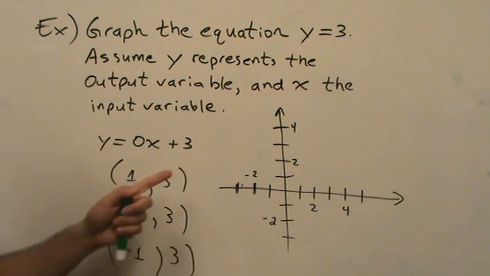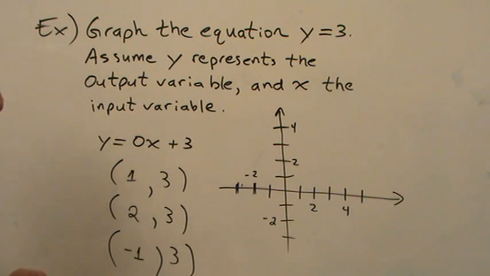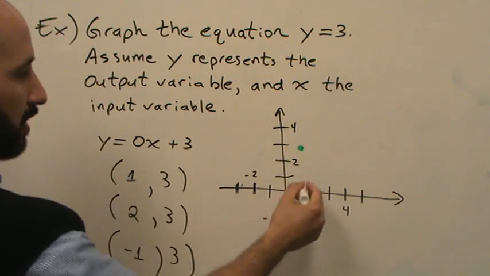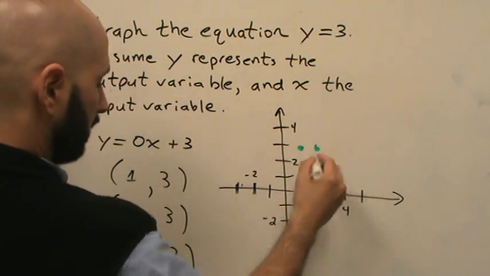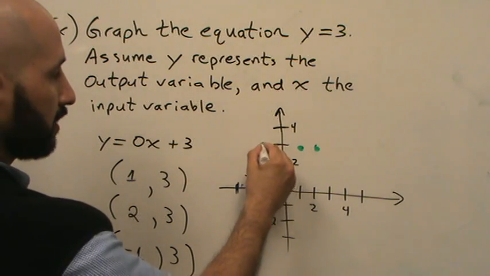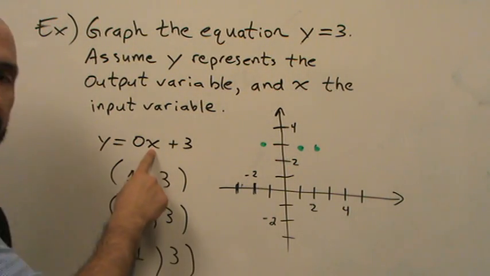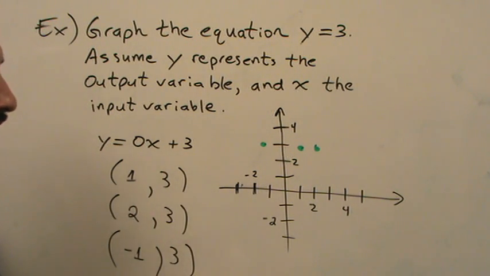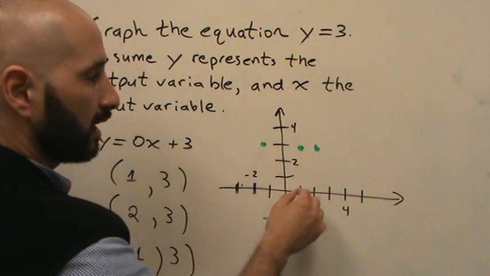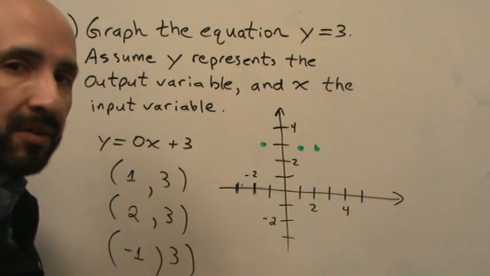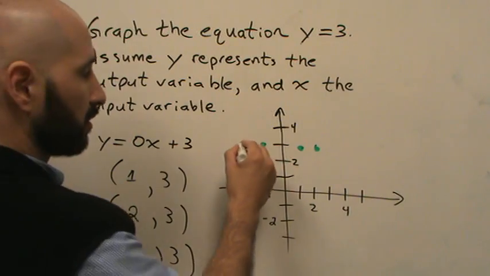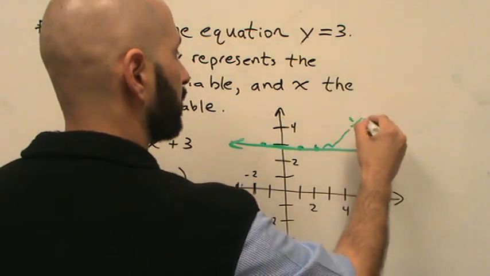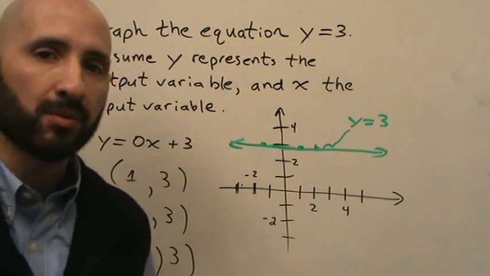So let's plot these points and then take a look at what the graph looks like. So (1, 3) is right here. (2, 3) is right here. (-1, 3) is right there. And so no matter what I plug in for my input, I'm going to get a corresponding output of 3. And so every input I choose along this axis, I'm always going to be at a value of 3 along my output axis. So this graph right here represents y equals 3.